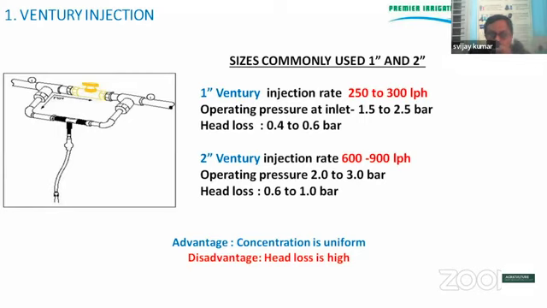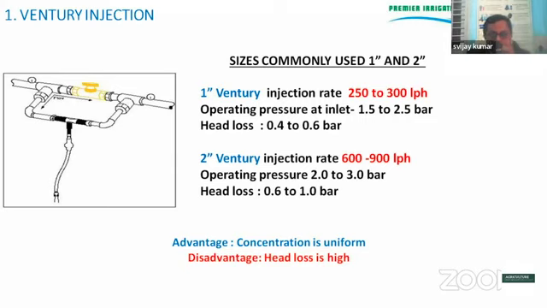Very commonly, it is available for very small plots. We can go for the 1-inch Venturi, which has an injection rate. What is injection rate? How many liters of fertilizer will get into the drip system per hour. It varies between 250 to 300 liters per hour. Any obstruction put on a pipeline will create what is called a head loss. You have a head loss of between 0.4 to 0.6 bar, but you need a minimum pressure of 1.5 kg or 1.5 bar at the inlet so that the Venturi will operate.